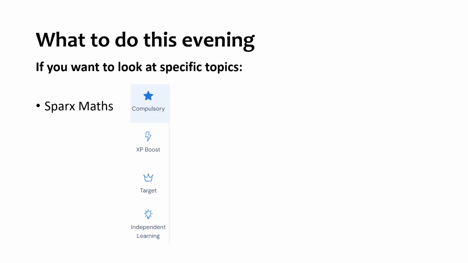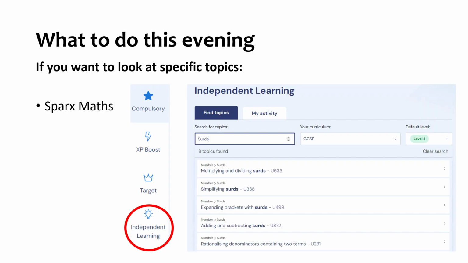How are you going to revise? Well, pretty similar to Paper 1. You might want to look at topics this evening. If that's the case, Sparks is the place to start. When you go to your independent learning, make sure it's set at GCSE and type in your topic. Could be you want to do cumulative frequency, for example. Have a look at those questions there.